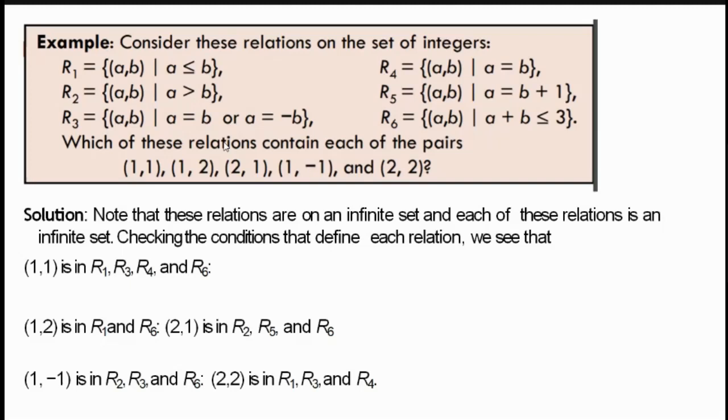1 comma minus 1. Obviously you can easily identify it, because in R2 the condition is A greater than B, and 1 is greater than minus 1. So hence R2. And R3 is A equal to minus B, that means 1 is equal to minus of minus 1 here. So hence it holds. And also R6, that is A plus B is less than or equal to 3. While coming to 2 comma 2, it is in R1, R3 and R4. The same analysis you are supposed to make for placing this particular pair 2 comma 2 with respect to the given relations.